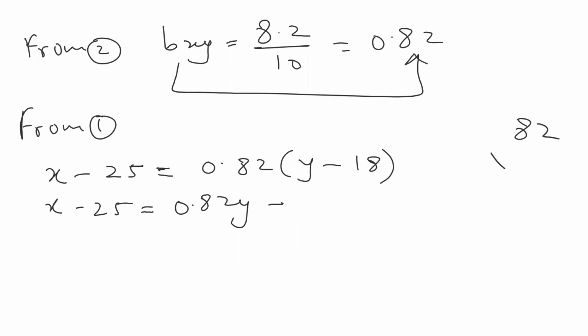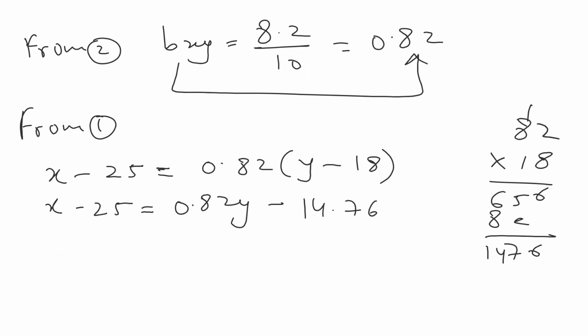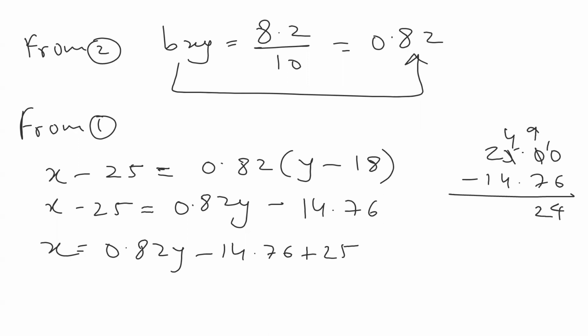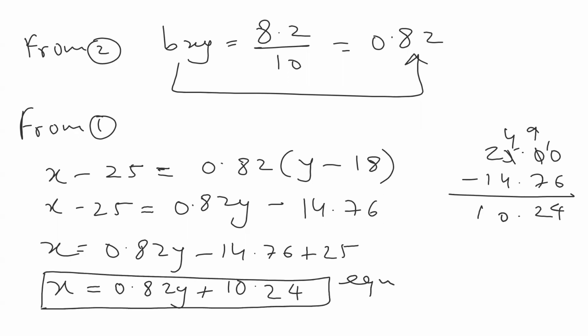0.82 into 18 is 14.76, and then just add 25 to it: minus 14.76 plus 25. This calculation also we will do over here. 25.00 minus 14.76 is 10.24. So x is equal to 0.82y plus 10.24. This is your equation of line x on y. This is what was required in the first place. So I hope you have understood the solution of this problem as well.